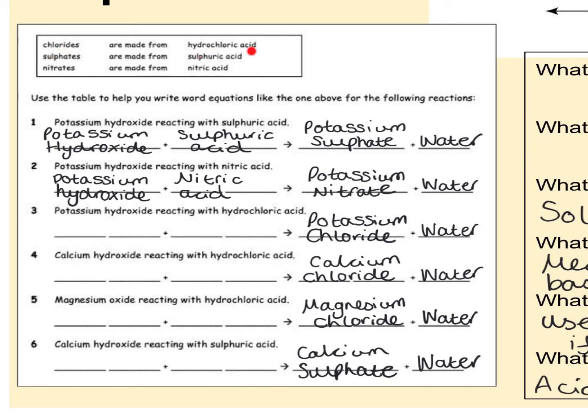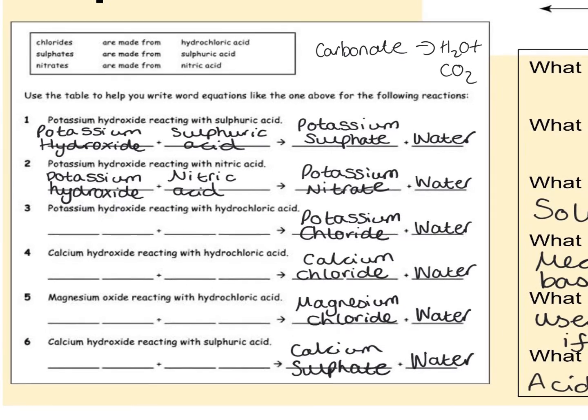A couple of things to help you at the top. Chlorides are made from hydrochloric acid, sulfates are made from sulfuric acid, nitrates are made from nitric acid, okay? If something ends in carbonate, that makes H2O plus CO2, okay? These all ended in either hydroxide or oxide, which meant they were water, okay? But if something ended in carbonate, there'd be another column at the end to put plus water. Again, just pause the screen and check you've got them right.